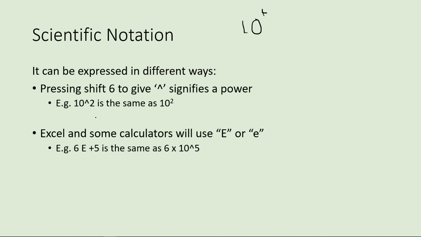In Excel and calculators, it can use a big E or a small e. So 6e plus 5 would be the same as 6 times 10 to the power of 5. So that's just different ways to write the same thing. If you've got a calculator that uses this format, this would be the button to use, instead of some calculators that have a times 10 to the x button that you can use.